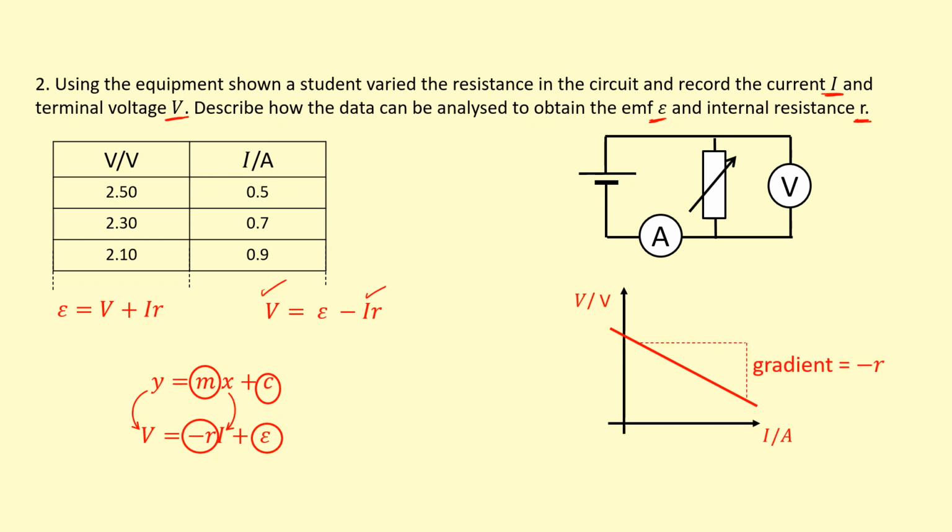So once you've figured out the change in y over change in x across the line like this, you'll have to do minus the gradient to get the internal resistance. And then the EMF is just the y-intercept.